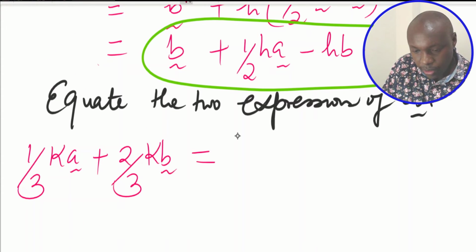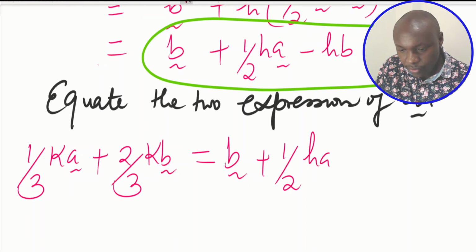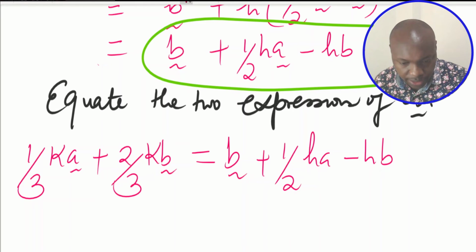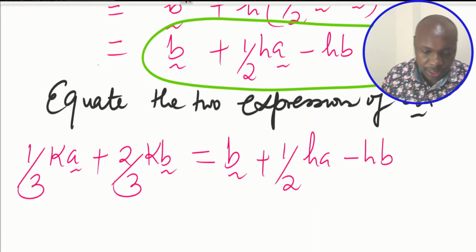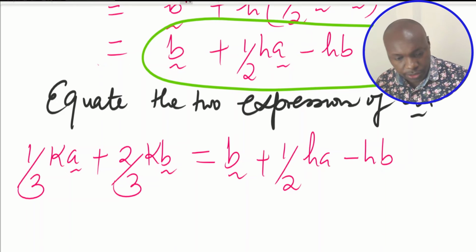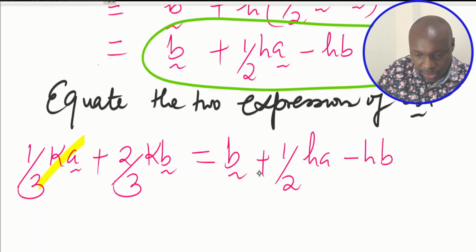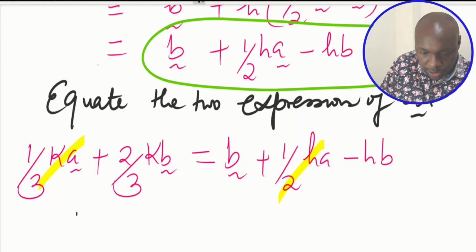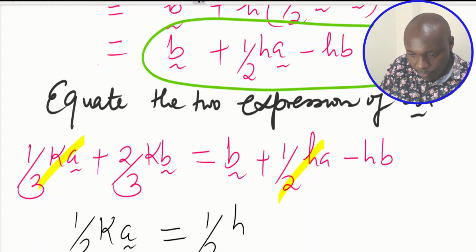2/3 KB is equal to, the second expression here, B plus half HA minus HB. Once you've done that, the next step is to pick: you look at these two expressions and pick the ones that have vector A. This one has vector A and this one has vector A, so you can take them and equate them. So I will take a third KA is equal to, on the right hand side, I have HA.